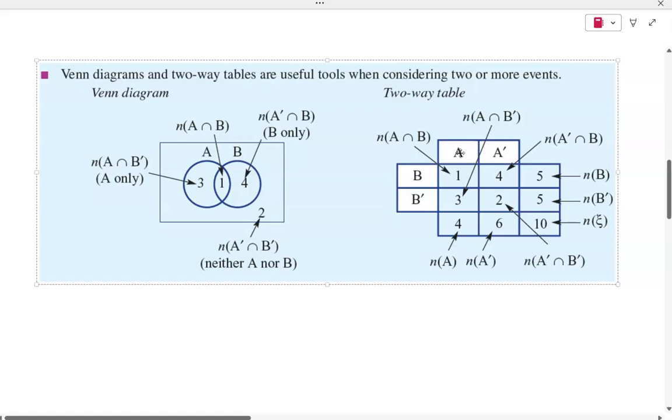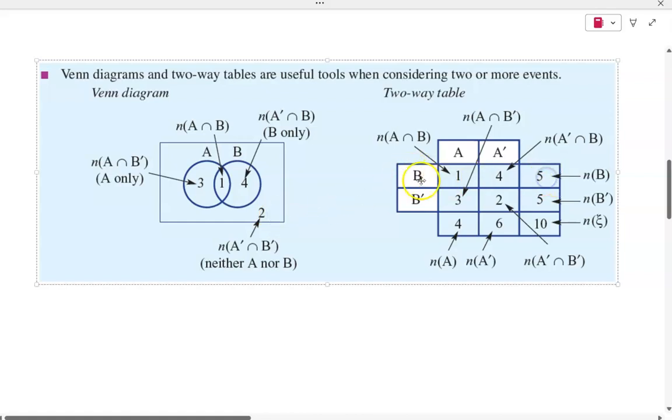So this would then be people that like apples, but not bananas, the 3, or apples only. This 4 here would be people that like bananas, but not apples, right? So bananas only, yeah? And this 2, people that don't like bananas, don't like apples, the number that's on the outside. The Venn diagram also then shows us totals.